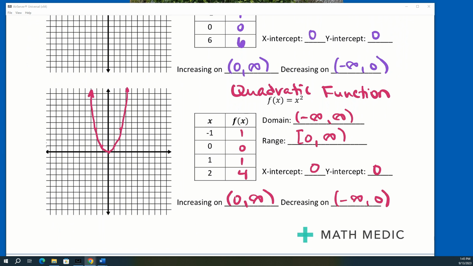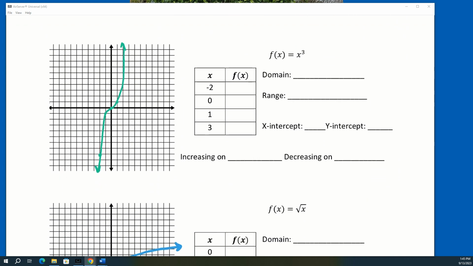Y'all doing good? Super geniuses in here? All right, what's this next one called? Cubic. Everything you put into the cubic function is cubed to get the y. Now 27 is not going to fit on this graph. It's okay. Just kind of ignore that point.